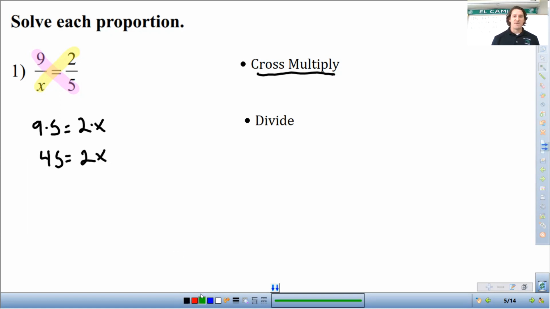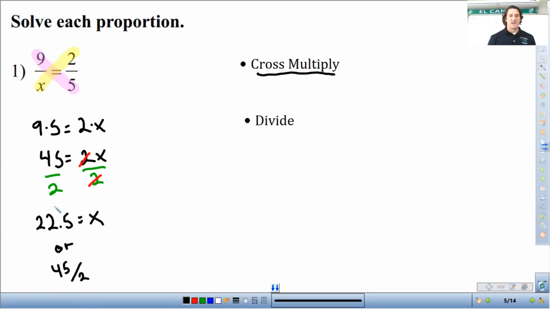And then we just solve by dividing. So to solve for x, I have to divide both sides by 2. The 2's on this right side here, the times 2 cancels out the divided by 2, and then 45 divided by 2 is 22.5. So for Delta Math, you either need to enter the decimal or you could leave it as a reduced fraction. This is as reduced as it gets. So either one of these will give you the correct answer in Delta Math.